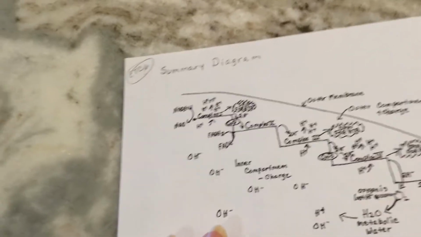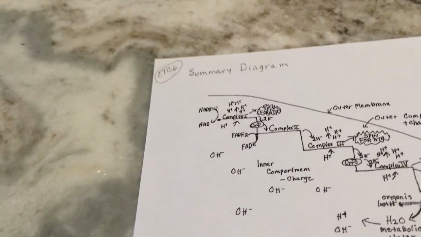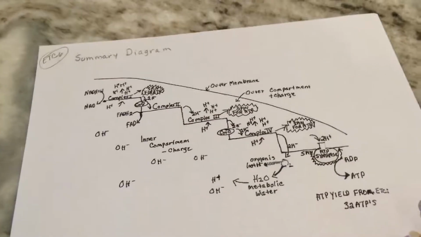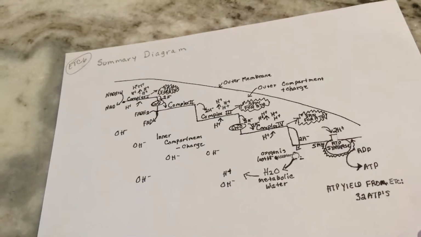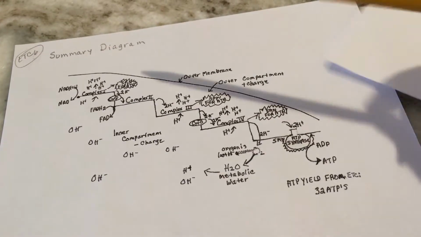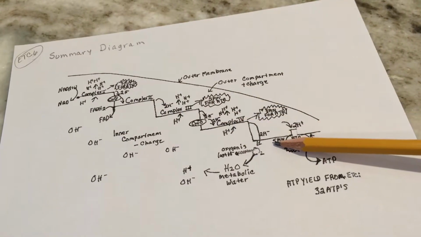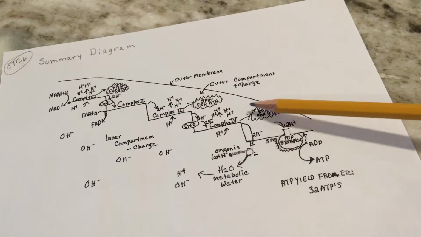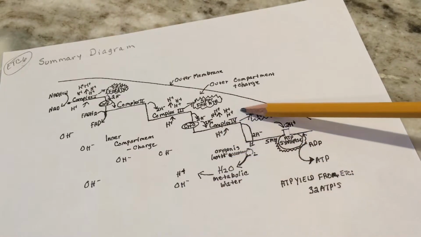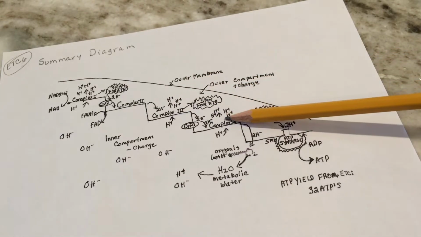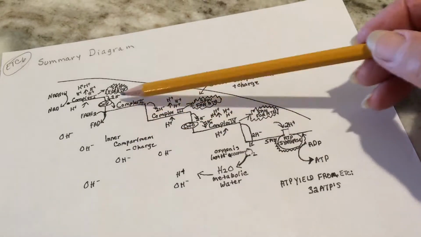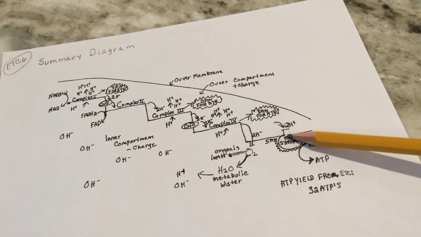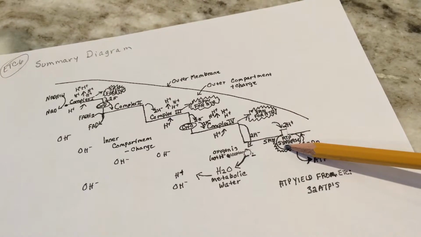So here's your summary diagram. What goes down the gradient? Hydrogen electrons. What gets pumped out from the inner compartment to the outer compartment? Hydrogen protons. Can those protons come back through anywhere on the gradient? No. They can only enter through ATP synthase.